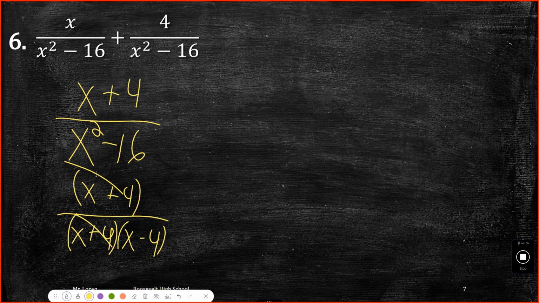What's the answer? 1 over x minus 4. Yeah, that's what people are like, what x minus, no. It's 1 over x minus 4.